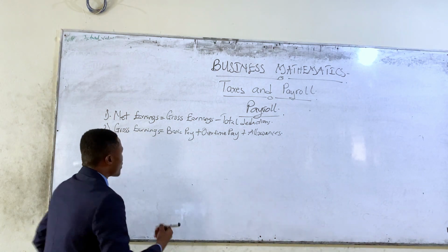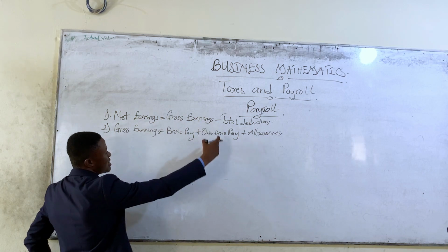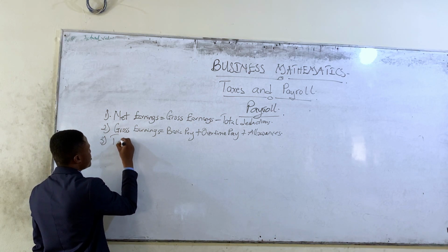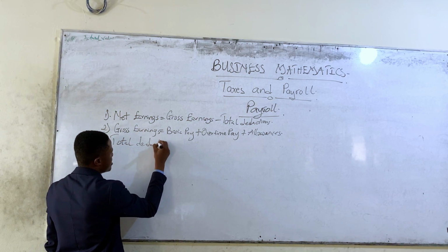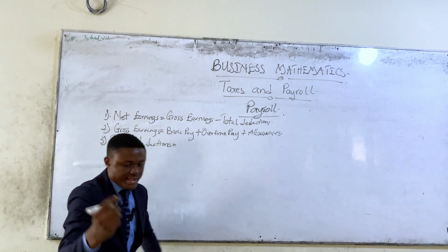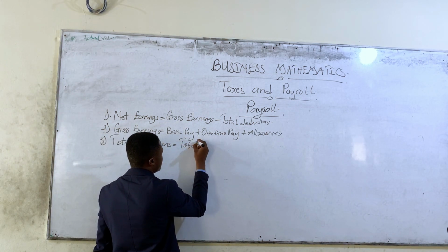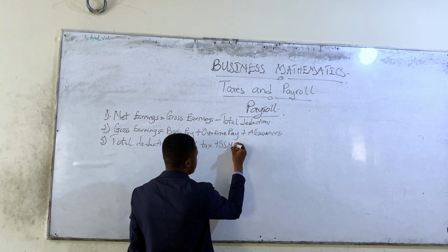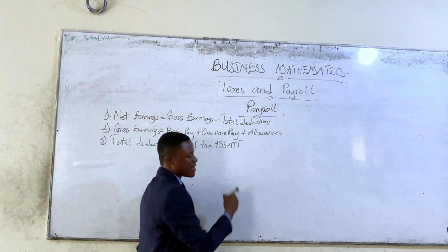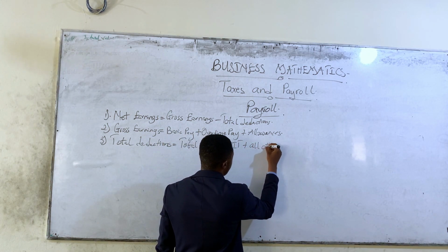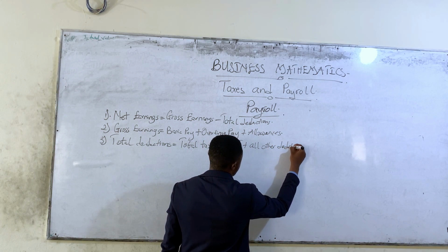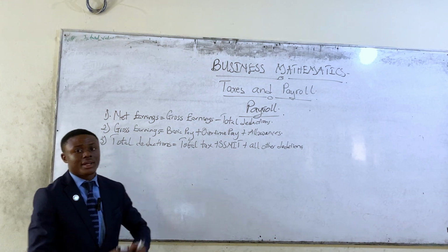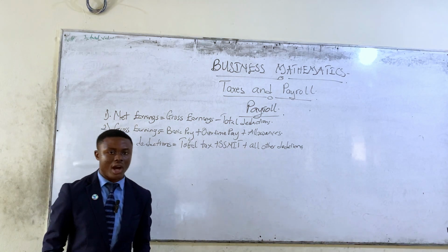And then we have total deductions. Before you can find net earnings, what are your total deductions? Your total deductions in this formula become first your total tax plus SNIT contribution plus all other deductions. So let's take note of these, because that's how it is, to get a better understanding. If you get these things, you are good to go.